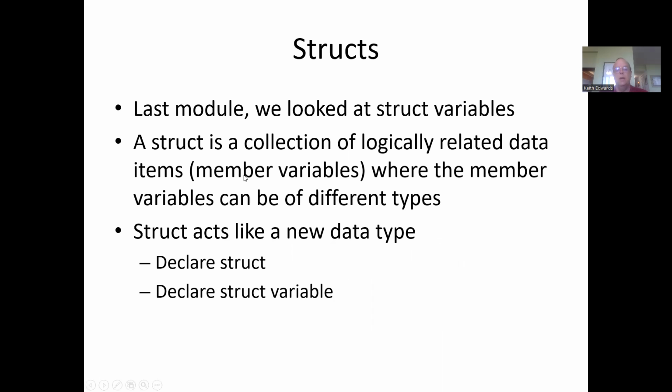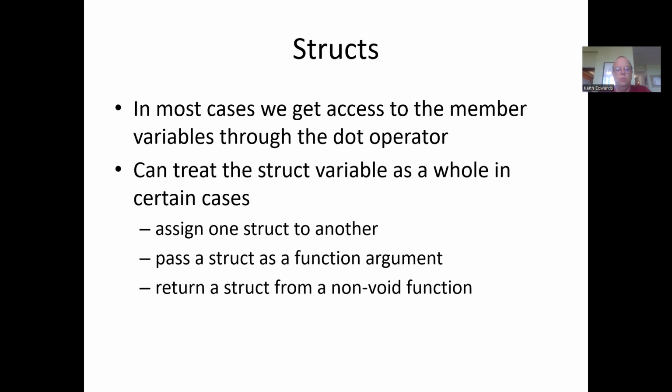So last time we looked at struct variables, and structs are a collection of logically related data items. These are the member variables of the struct, and they can be different types, and they usually are of different types. And so they can be used to describe real-world structures, and they act like a new data type. We declare the struct and instantiate struct variables that describe individual objects within the program and use those to solve the problems. In most cases, we get access to the member variables through our dot operator or member access operator, and we treat the struct variable as a whole in certain cases. We can assign one to another, pass them as arguments to functions, and we can return them from non-void functions.